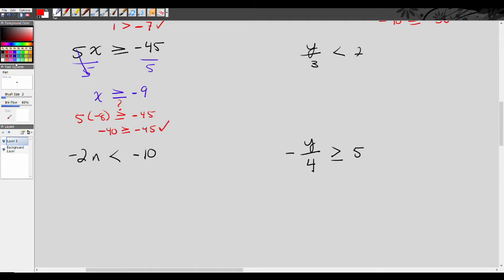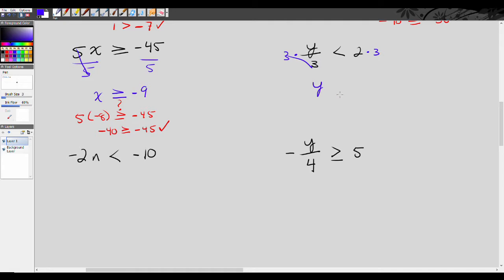Next example, division. So I have y divided by 3 is less than 2. And how do we undo division? By multiplication. So I'm going to multiply both sides by 3.